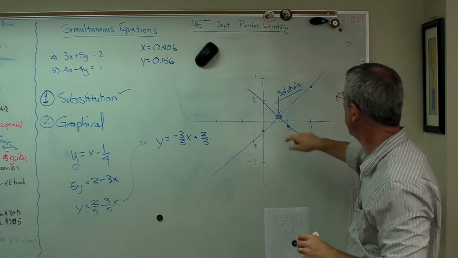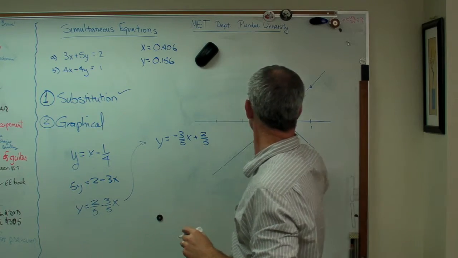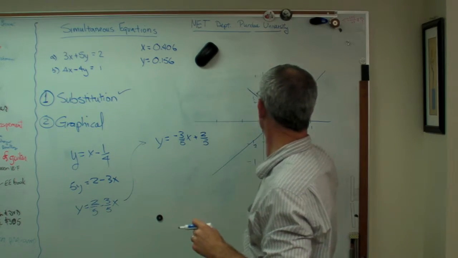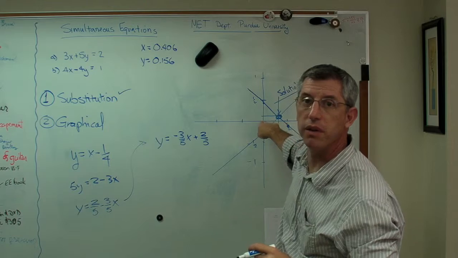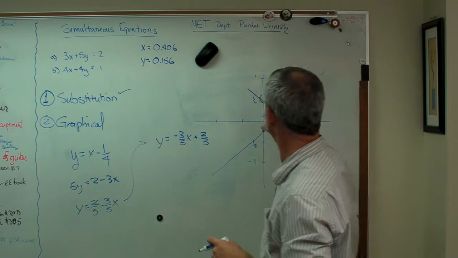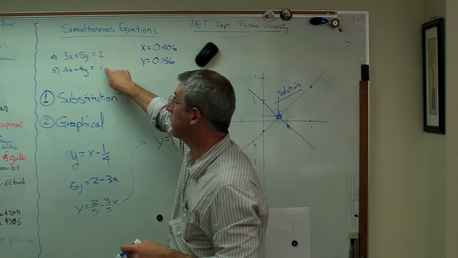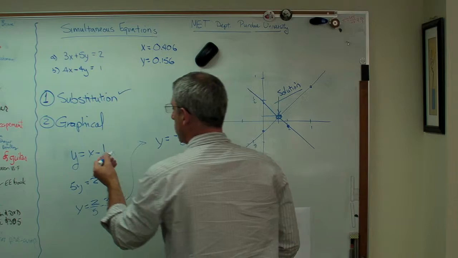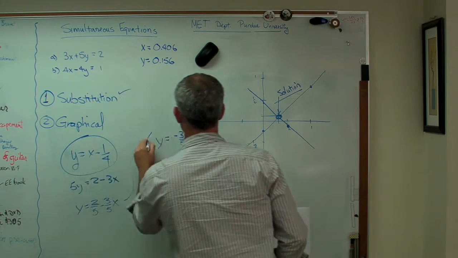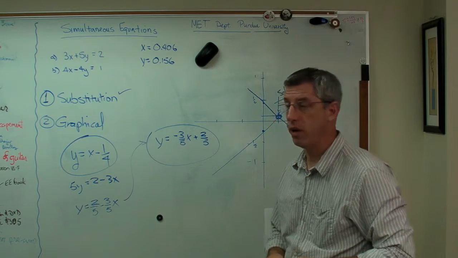That's the point in x and y. Should be right there. That looks like about 0.406, about 156.156. I'm sketching this in, so that looks pretty close. That's the point at which these two lines cross, the two lines defined by this equation and this equation, which are really this one and this one, right? That's the second way to do this.